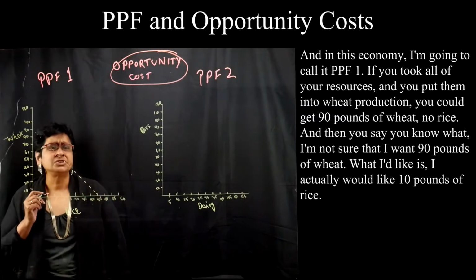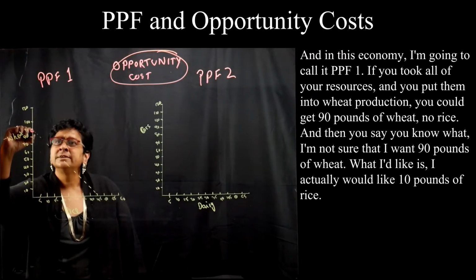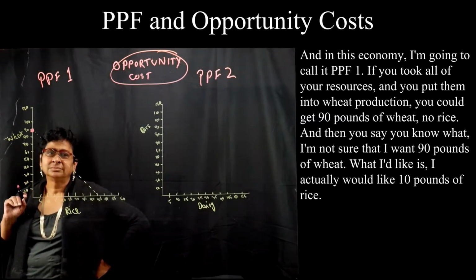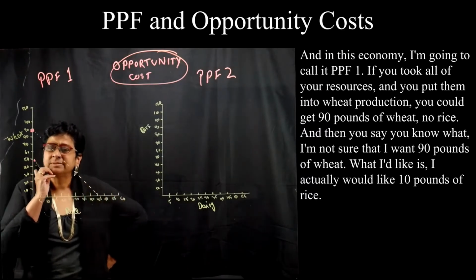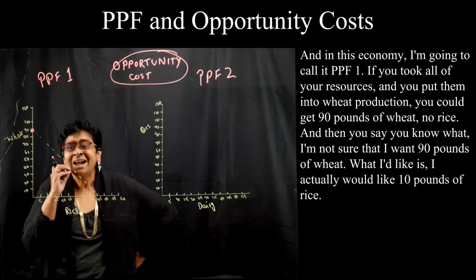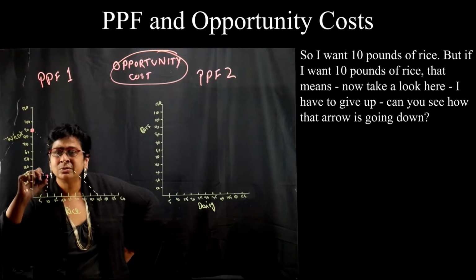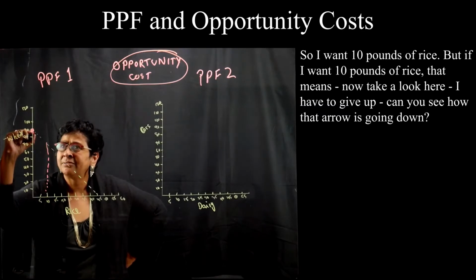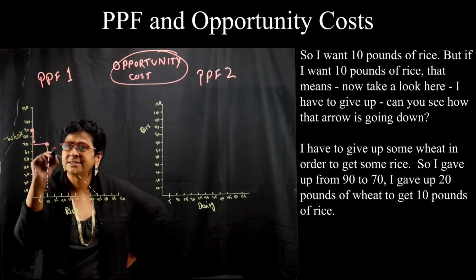If you took all of your resources and you put them into wheat production, you could get 90 pounds of wheat, no rice. And then you say, you know what? I'm not sure that I want 90 pounds of wheat. What I'd like is, I actually would like 10 pounds of rice. So I want 10 pounds of rice, but if I want 10 pounds of rice, that means, now take a look here, I have to give up. Can you see how that arrow is going down? I have to give up some wheat in order to get some rice.